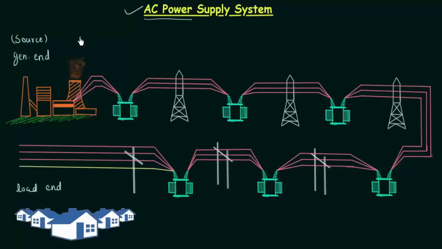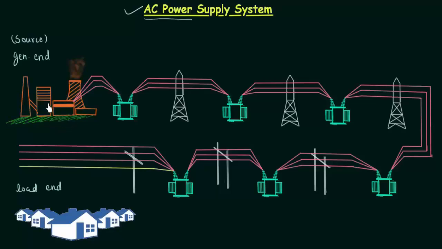Now the first question that comes to our mind is why we need to transmit the AC power over this long distance. Why can't we construct the power station near the load? This used to happen in the early days. We were having two options. The first option was to construct the power station near the load where the electricity is demanded, or we can construct the power station near the raw material.